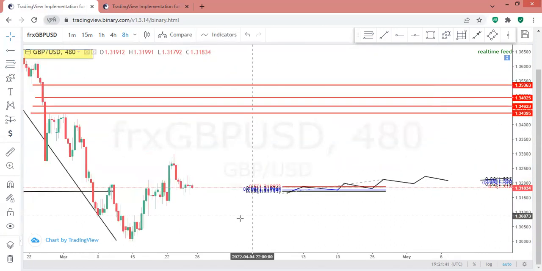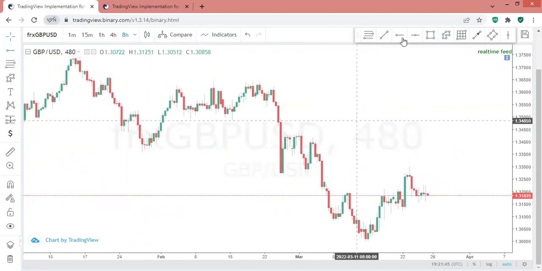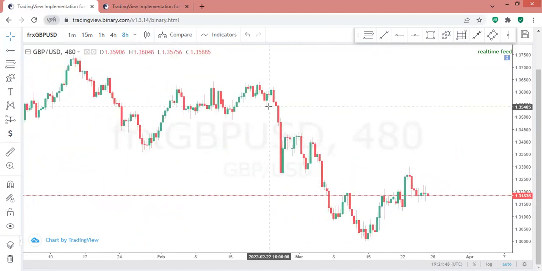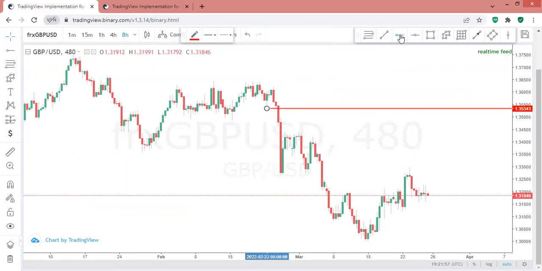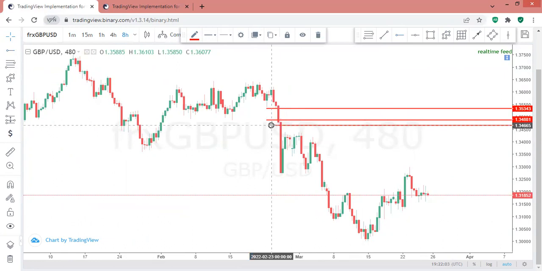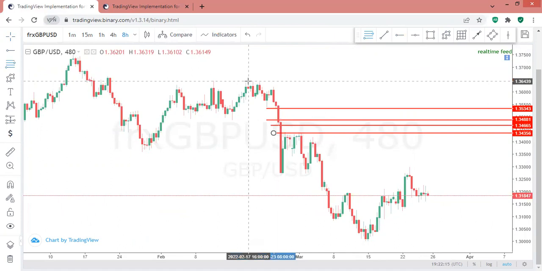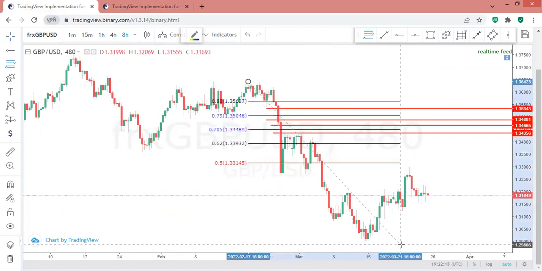Now, let me take this illustration to the real chart. We have an area of imbalance here, and we also have like two areas of imbalance. So if you're looking at that, which area are you actually going to be looking at? Now, let me bring out my Fibonacci from the beginning of the move to the end of the move.